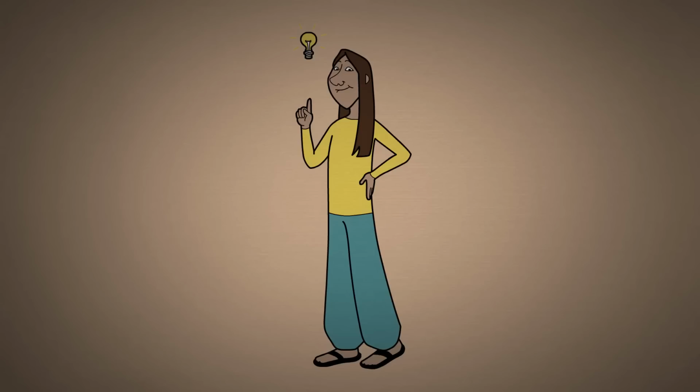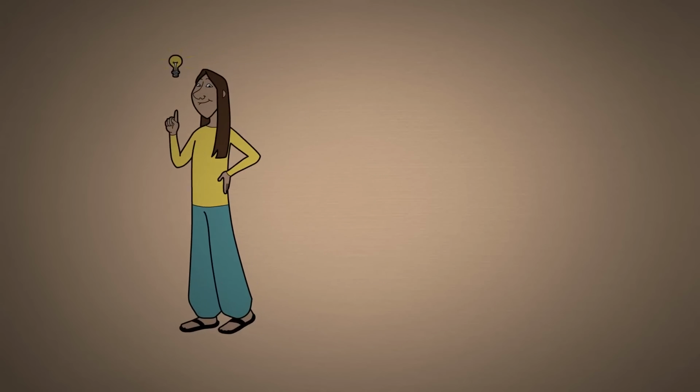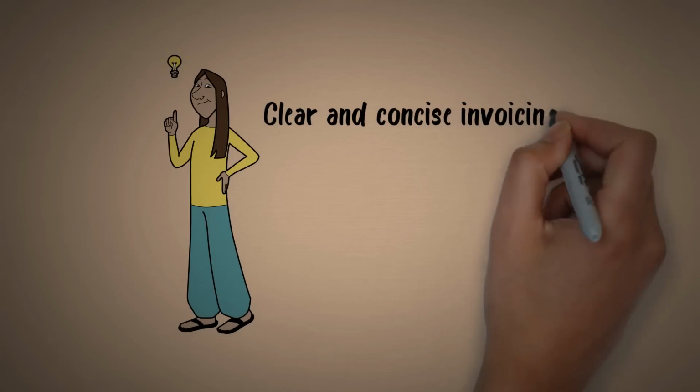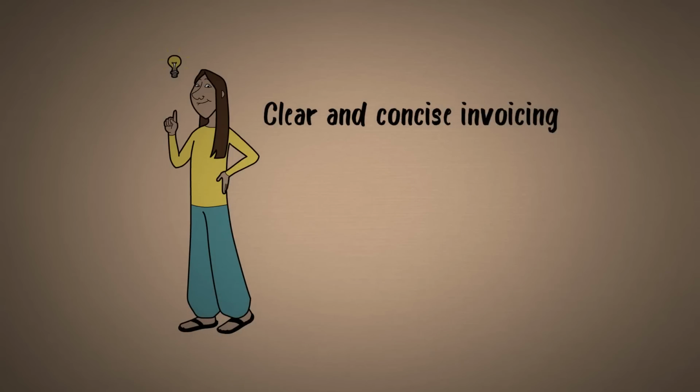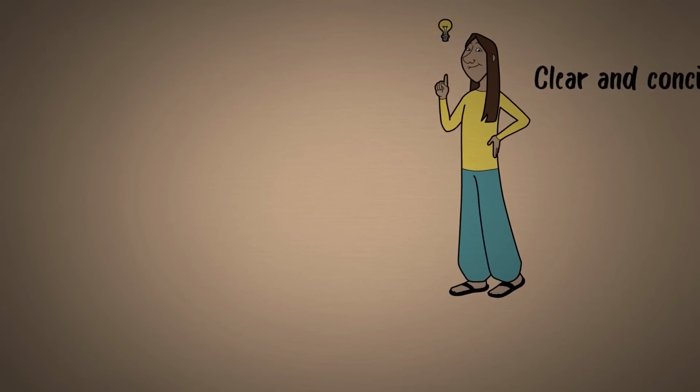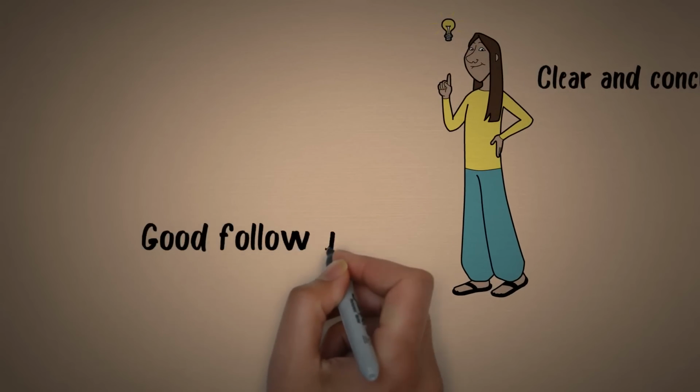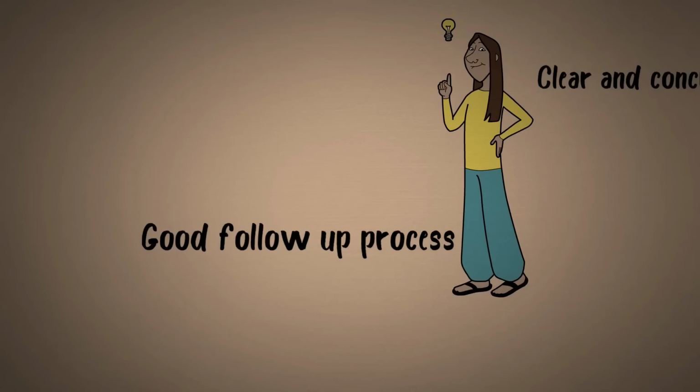One of the first things you need to do is to make sure that you have a clear and concise invoicing process. This means that you need to make sure that your invoices are clear and easy to understand. You also need to make sure that you send them out in a timely manner. It is also important to have a good follow-up process in place. This means that you need to follow up with your customers after they have received their invoices. You need to make sure that you are chasing up payments and that you are doing everything you can to get the money that is owed to you.